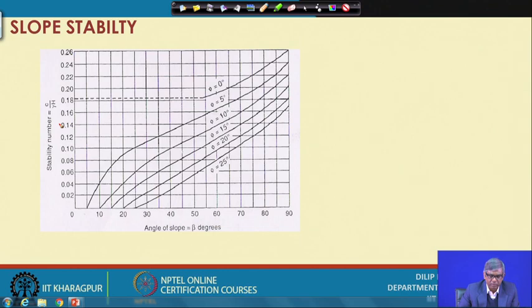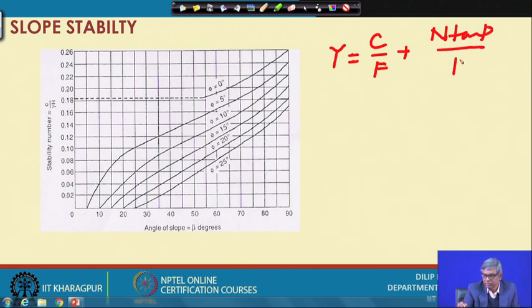But if I do it directly like this, then it is assumed that the factor of safety for phi is taken as 1, and we are getting a different factor of safety for C. That is not correct. Actually, the shear strength will be C by F plus N tan phi by F. So, we need to provide the factor of safety in two places.